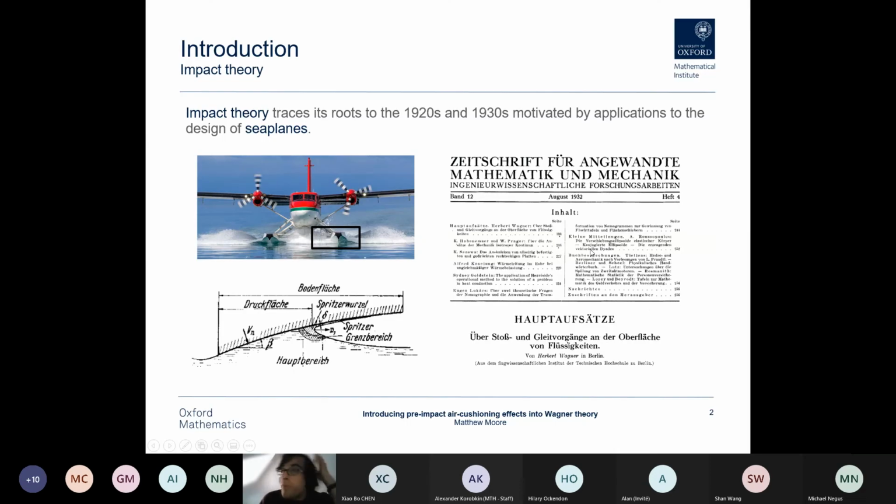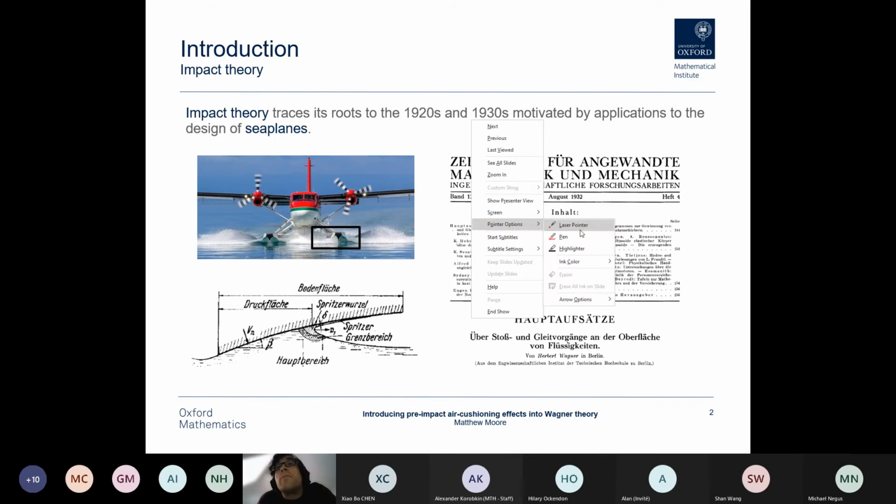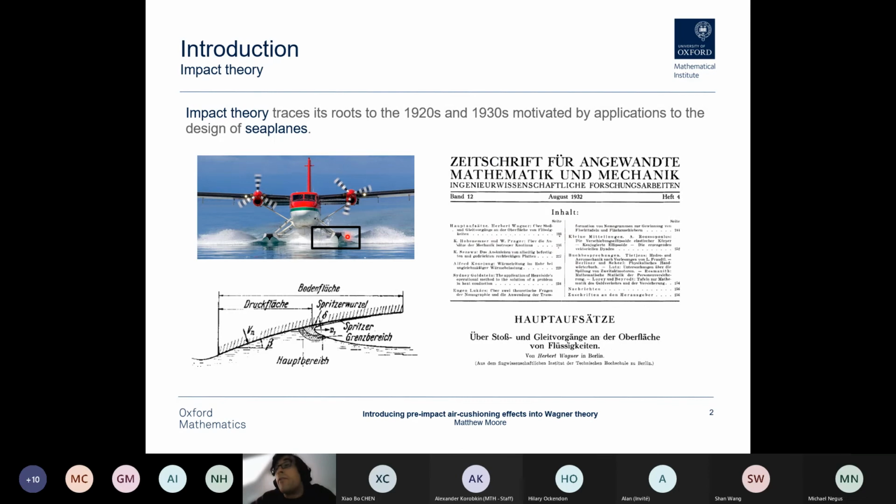Just to start off with a quick overview of the impact theory field. It's motivated by work in the 1920s and 30s, thinking about seaplanes and naval architecture problems, where people were interested in what the forces were when these seaplanes land on the ocean. If you can predict the hydrodynamic forces, then you're going to be able to build a seaplane that won't break.